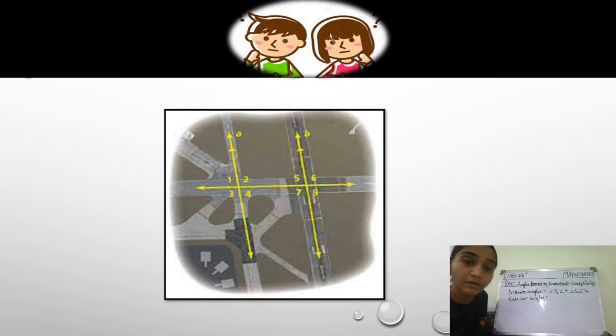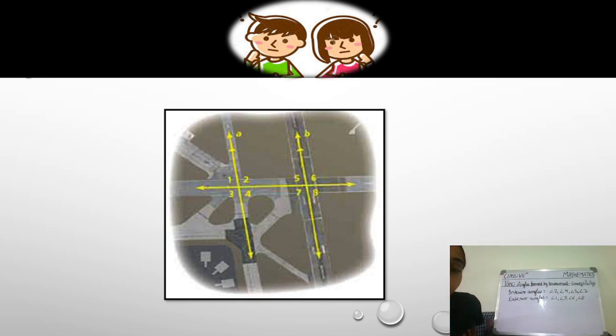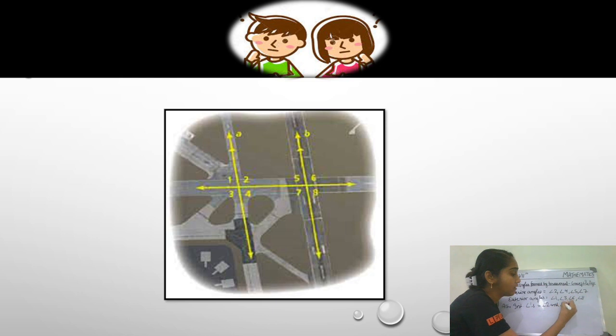Very good, students. They will be 1, 3, 6 and 8. And what about, students, let me ask, alternate interior angles. They must be alternate and they must be interior to the two lines A and B. Very good. Alternate interior angles will be angle 2 and 7, and angle 5 and angle 4.